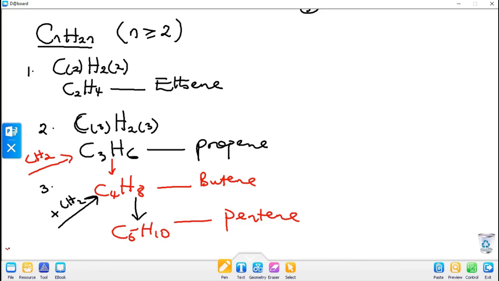So having seen that, let us proceed now to looking at the structural and condensed formulae. That's what we're going to be looking at next.